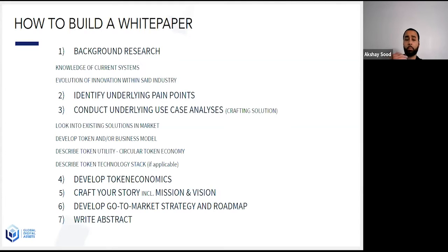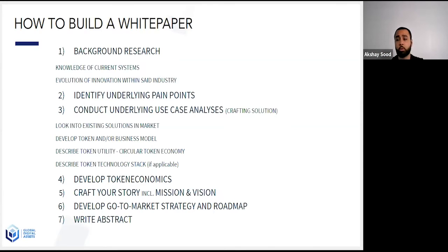And then the fifth point here actually occurs during the entire top 4 points: you're crafting your story by going through the research, by underlying the pain points, by conducting your use case analysis, by going through all those steps. You are crafting your story of how you want to present this to the reader.